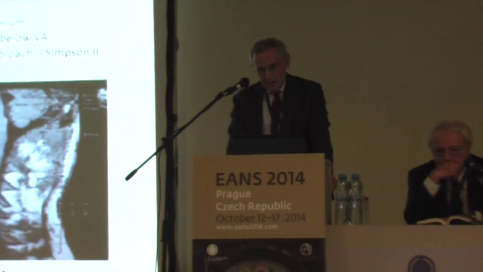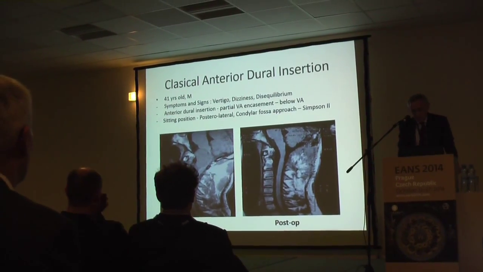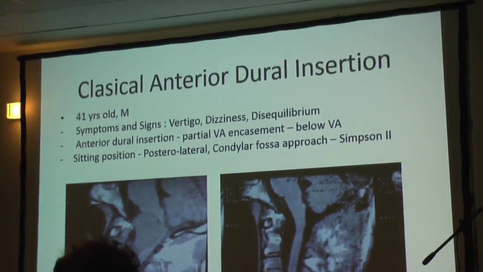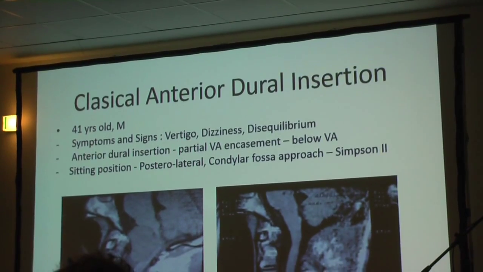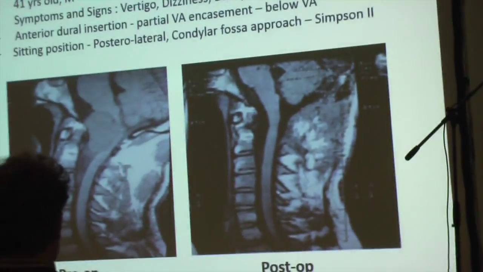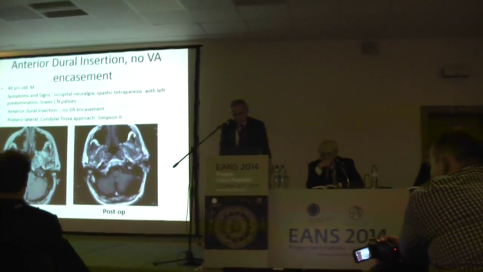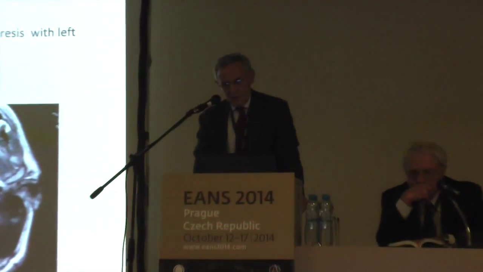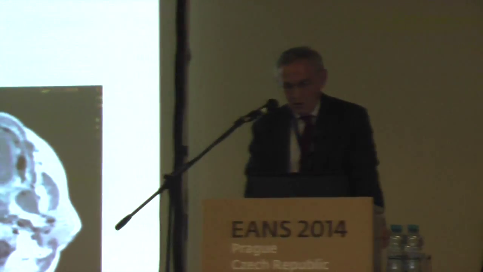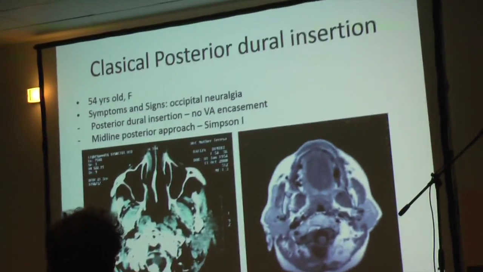This is the classical anterior dural insertion. We use the condylar fossa approach. In the first experiences, George and Cantore told me that they spent 60% of their time reconstructing the condyle, and it was seen that the angle of attack may be easier from the condylar fossa approach. The anterior dural insertion with no vertebral encasement. This is the most lucky, that we have only one experience which is quite posterior, but I do have to operate every day these kinds of tumors.